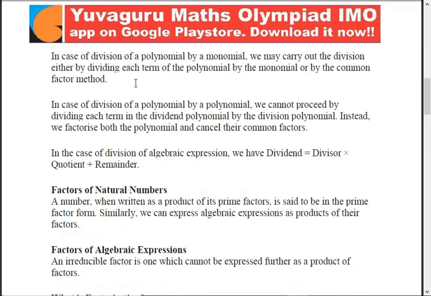Next, division. In case of division of a polynomial by a monomial, we carry out the division either by dividing each term of the polynomial by the monomial or the common factor method. Means what? See, only names are different. Nothing is different over here. Dividing each term of the polynomial by the monomial or the common factor method. Now what is common factor method? It's one and the same thing. Only you take it out common and then divide.